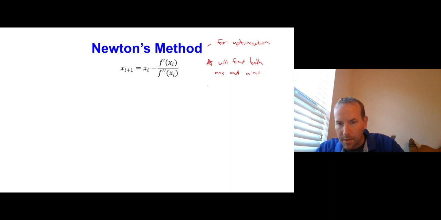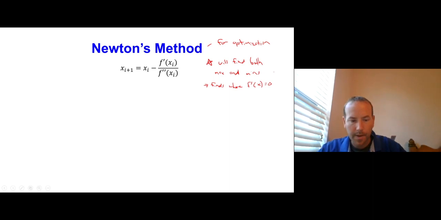In other words, it finds locations where the f prime is 0. Okay, and so let's take a look at how that works. So say we had our previous function that looked like something like this.